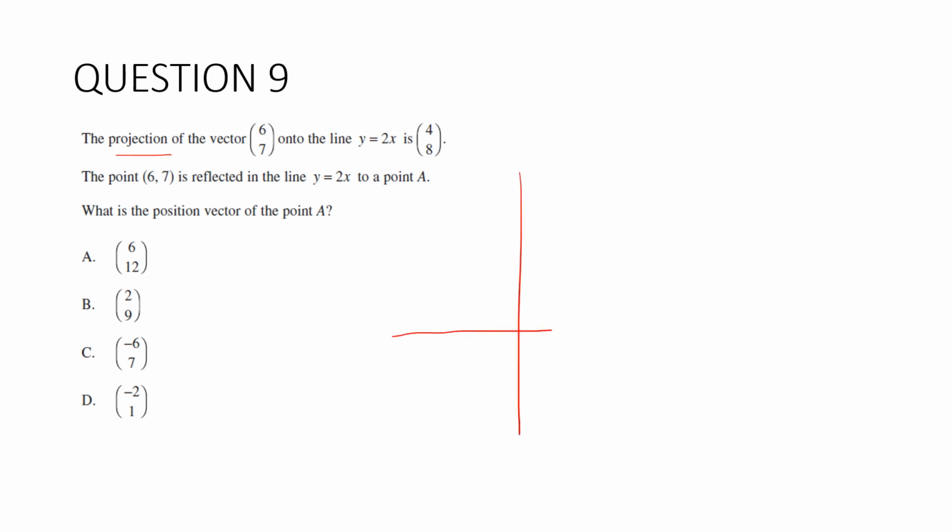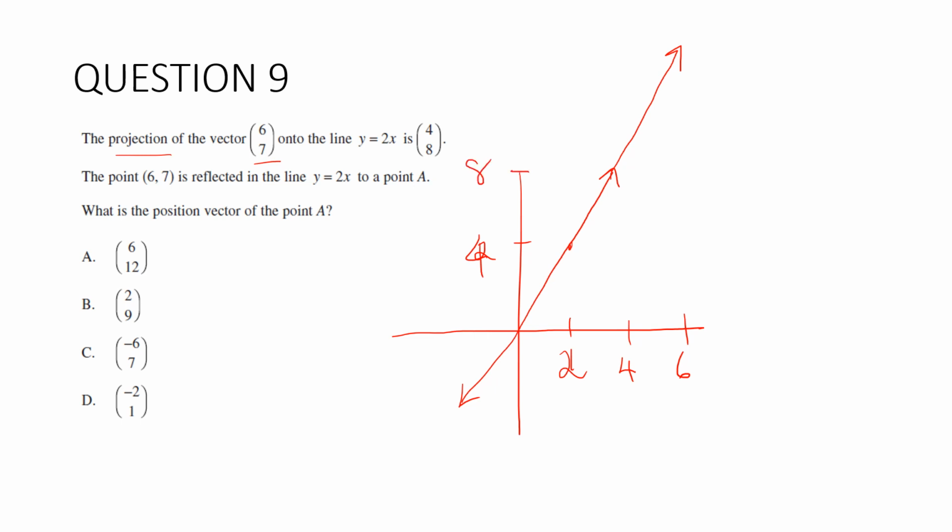So let's start by drawing y is equal to 2x. It looks like that. So in other words, we've got the point 1, 2 here. And I didn't really think about that, did I? The projection of the vector 6, 7. So 6, 7, let's go 2, 4, 6. So this here will be 4. That will be 8. So 6, 7 is here.